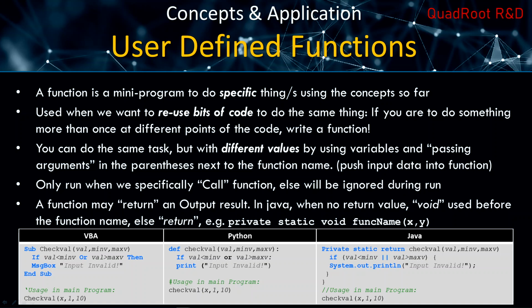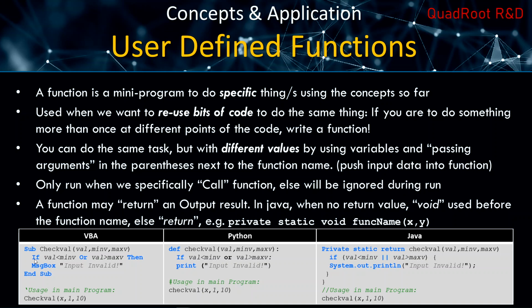So to pass the inputs into that function, you have to tell the function, first, this is the value that I've got from the user. This is the min value I'm expecting, and then I'm expecting a max value. So the value that the user has input has to be between the min value and the max value. And so in VBA, we say CheckVal, val, minv, maxv. These are variable names. So val is the value input by the user, minv is the minimum value that you expect, and maxv is the maximum value you expect.